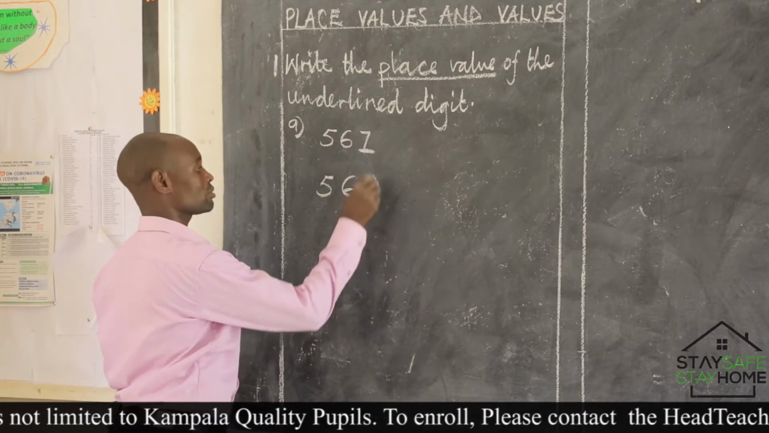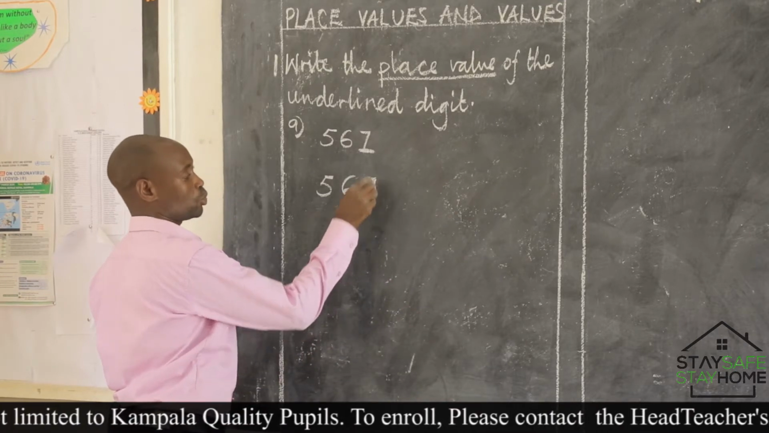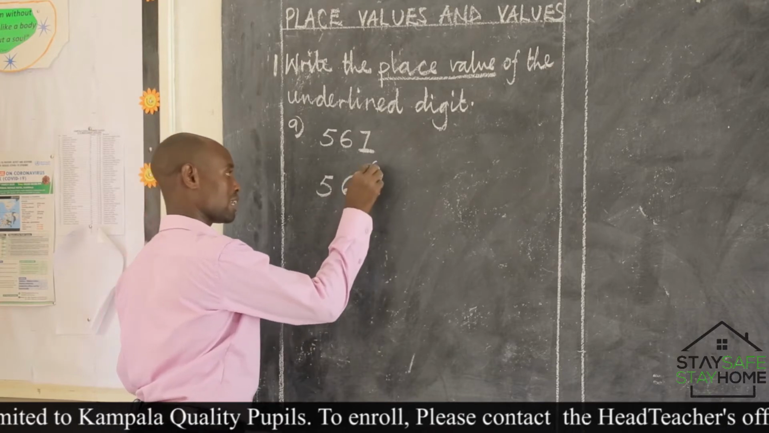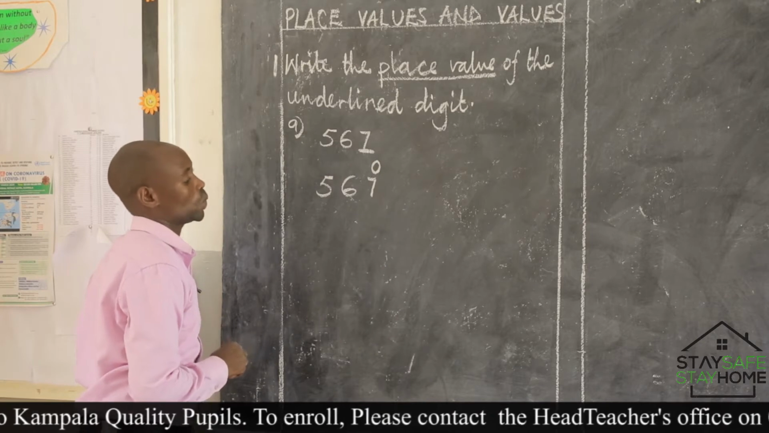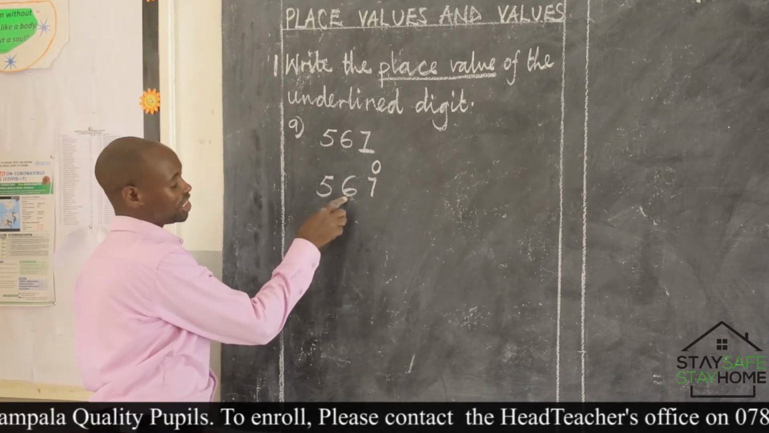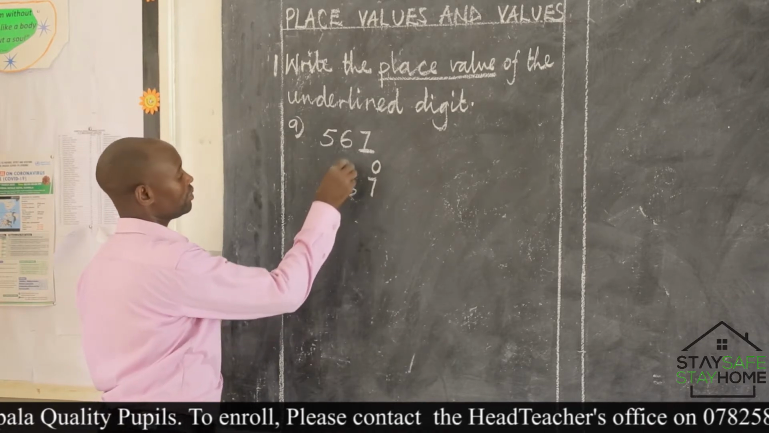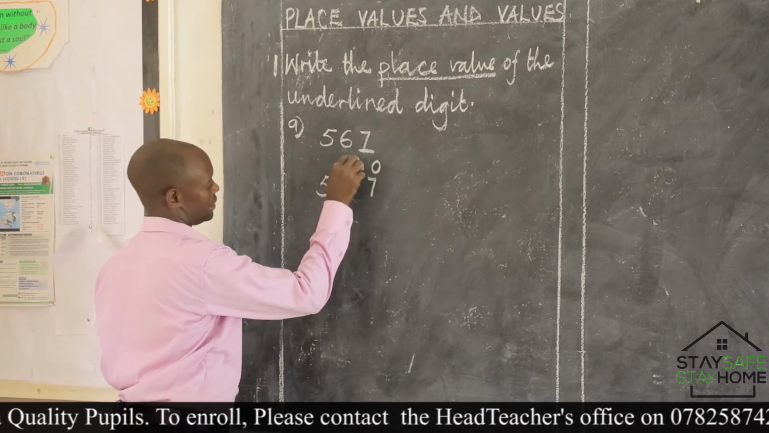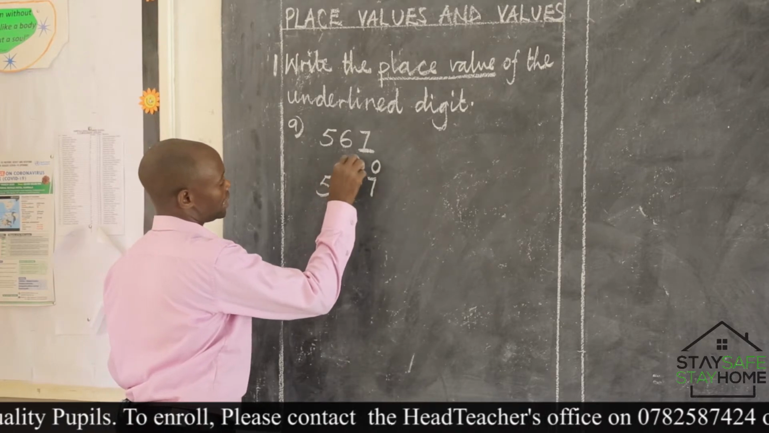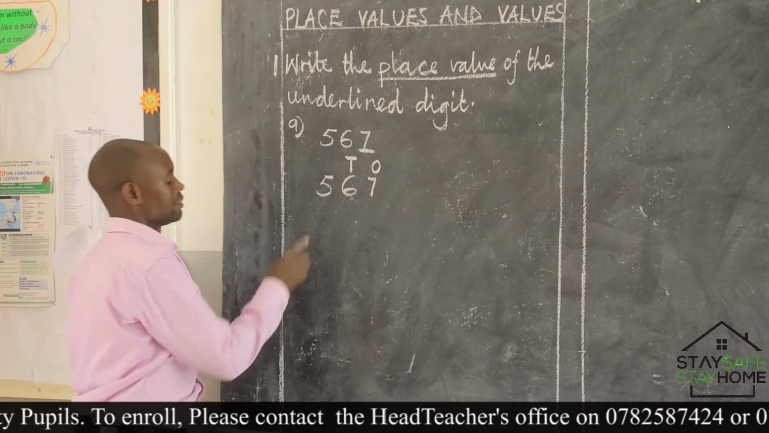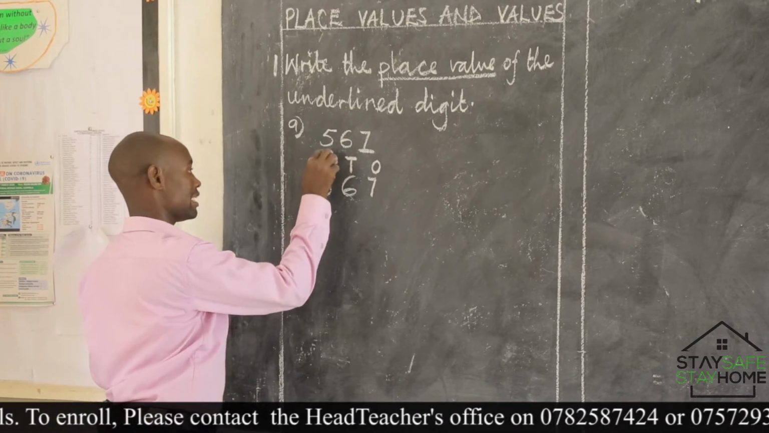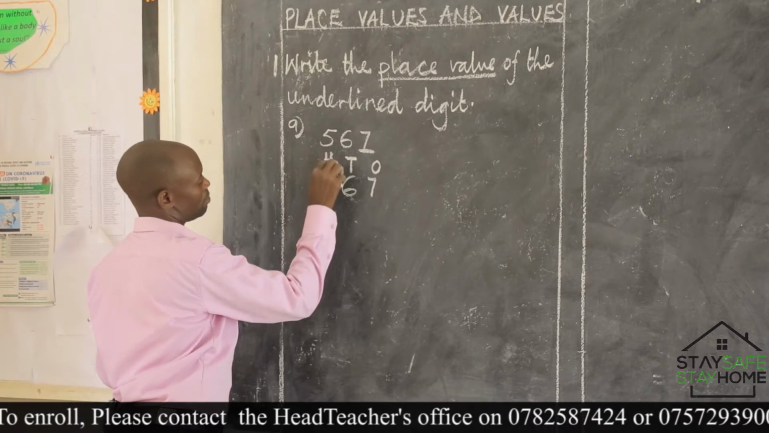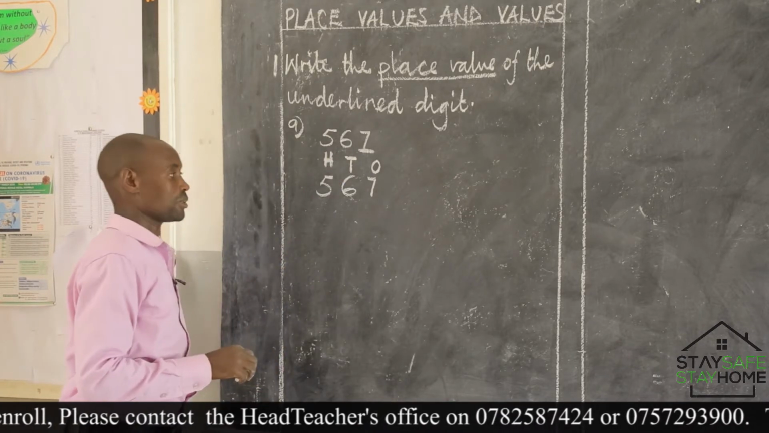So on our right, we have 7, which is in the place value of ones, and it is represented with O, capital O. 6 is in the place value of tens. You remember that, which is represented by capital T. Then 5 is in the place value of hundreds, which is represented by capital H.